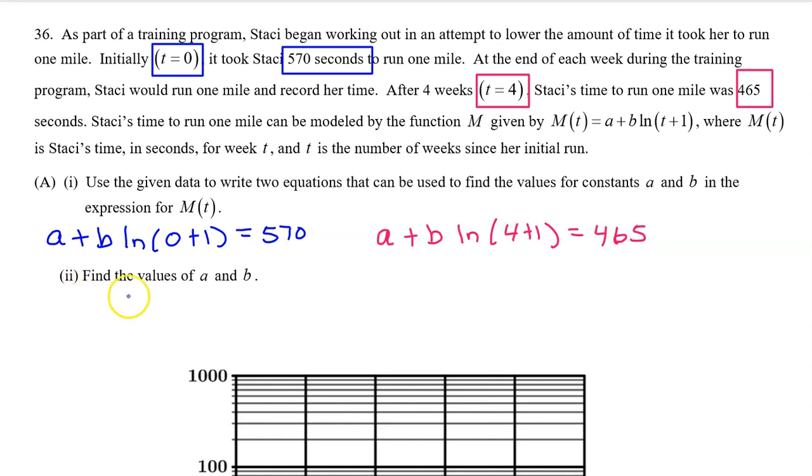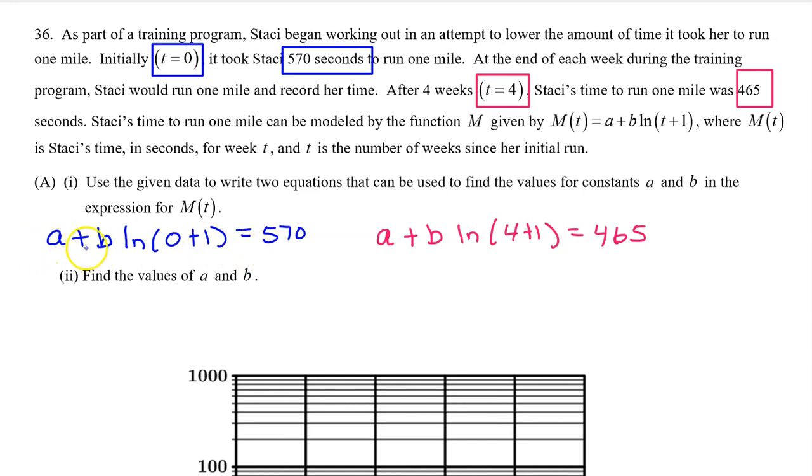Part 2. Find the values of a and b. Notice that we cannot use a regression model to find a and b because this is natural log t plus 1, not just natural log t. So we a little bit have to do it by hand. But it's not so bad.